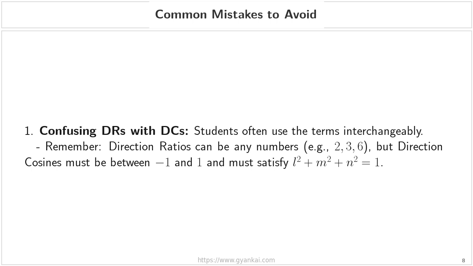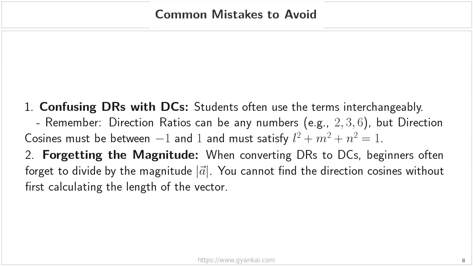Remember, direction ratios can be any real numbers, for example, 2, 3, and 6. However, direction cosines are much more restricted. They must always fall between -1 and +1, and they must satisfy the fundamental property we discussed earlier. L squared plus m squared plus n squared equals 1.